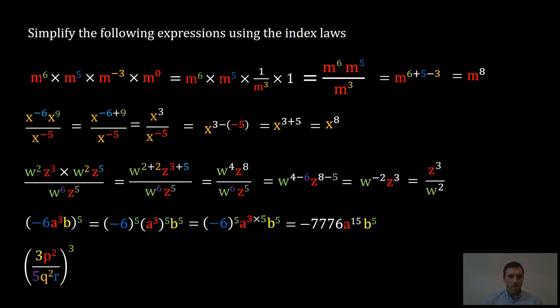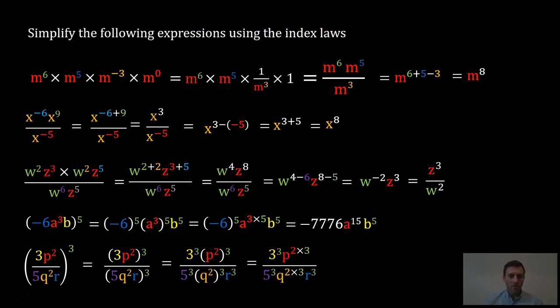Again, we've got the power of the quotient is the quotient of the powers. So we're bringing the power inside the brackets, and we've got now the numerator and the denominator to the power of 3. Now we're doing the power of the product as the product of the powers. Now we bring the power inside the brackets, and everything inside the brackets becomes to the power of 3. And we've got to multiply the powers on the top and on the bottom. I'll simplify that, and we can simplify that further. That's as far as we can go with that.